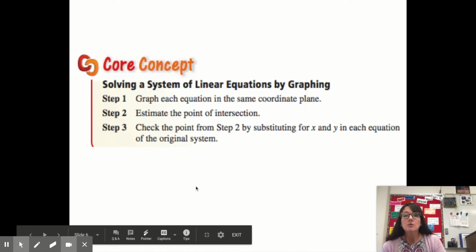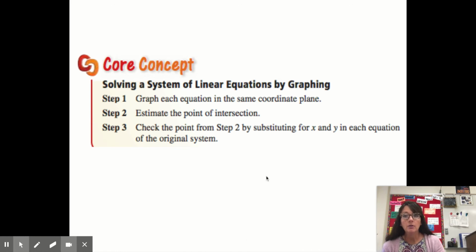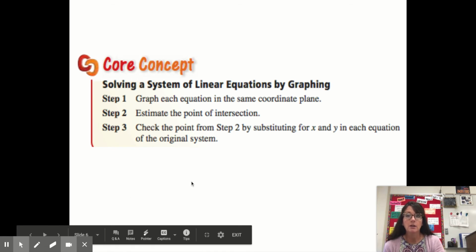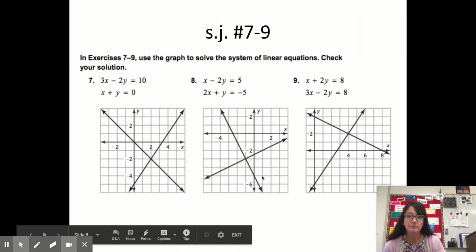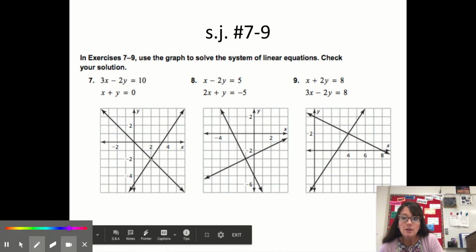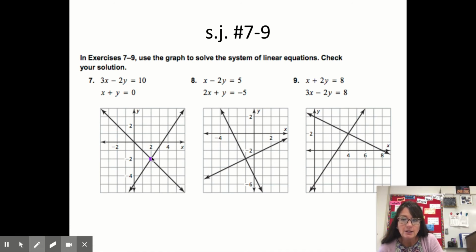All right. So next, we're going to examine the graphs and double check to see what the solution is and estimate the point of intersection. And then we will check the work. So let's see what that looks like. Right here on problem number 7, use the graph to solve the system. So we want to see, where do these two lines intersect right here? It looks like they intersect at the ordered pair 2, negative 2.